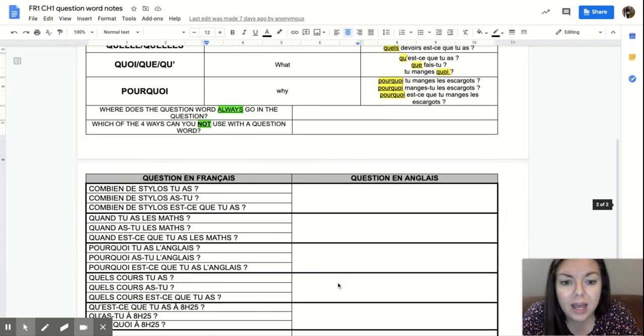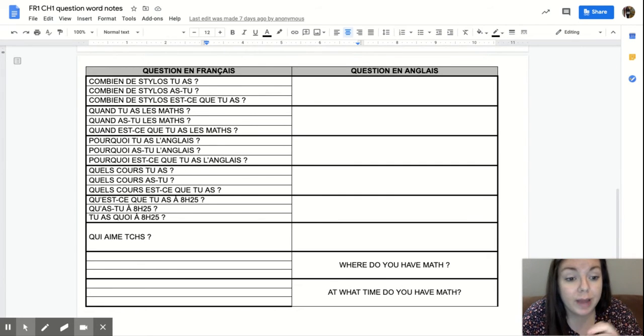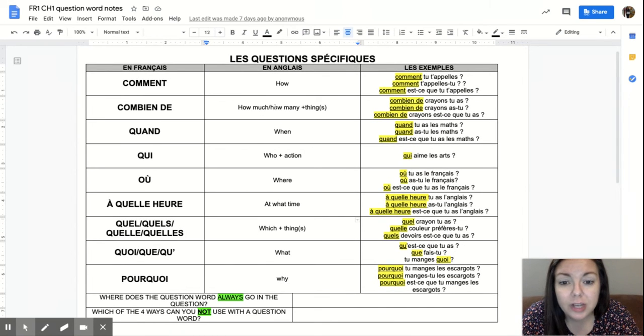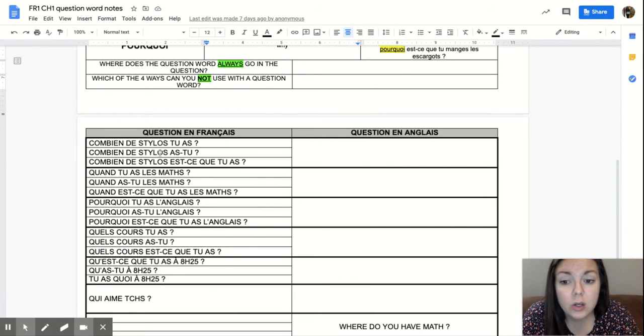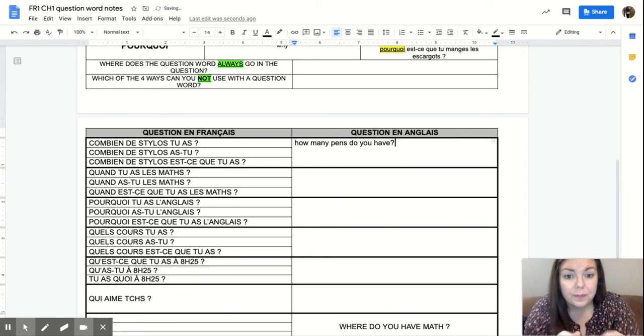All right, so let's scroll down, flip it over to the back, scroll down. So let's practice going back and forth between the languages. So, combien de stylos tu as? How many? So it's always how much or how many plus a thing. Combien de stylos as-tu? Combien de stylos est-ce que tu as? All 3 of those questions are asking how many pens do you have? Okay, all of those are asking that question.